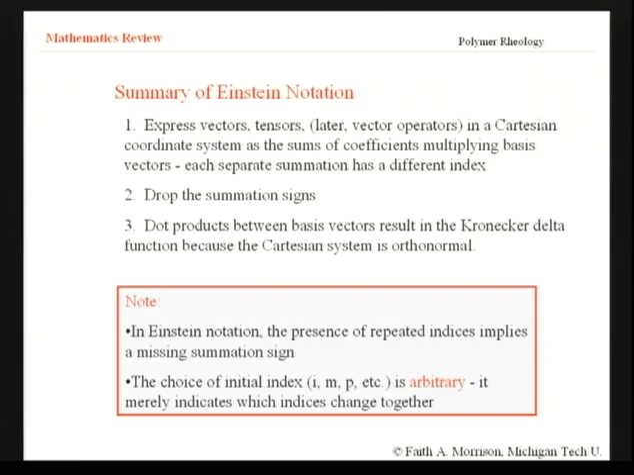So in order to do it, we write arbitrary indices, but we must always choose new ones. And I'll show you next time the problem everybody always gets wrong when it comes to choosing new ones. And then repeated indices indicate the missing summation sign.